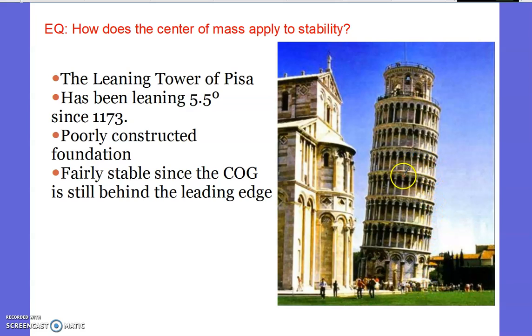However, if we look at the center of gravity, which is going to be somewhere around this spot here, it is still within the base of the tower. And so the tower is not going to fall over until the center of gravity is no longer above this leading edge right here. Once this line moves beyond this point, that's when the leaning tower would fall over. So it's fairly stable because that center of gravity is still well behind the leading edge.